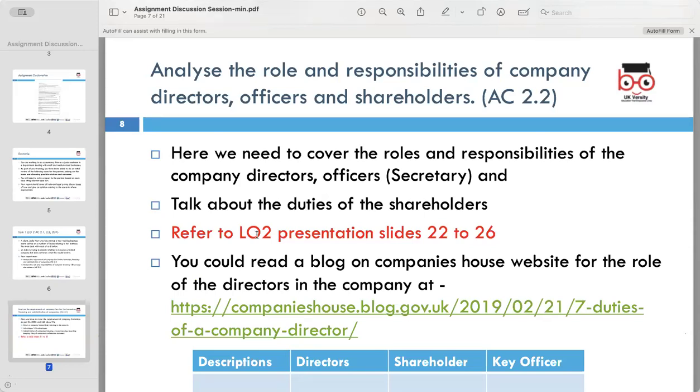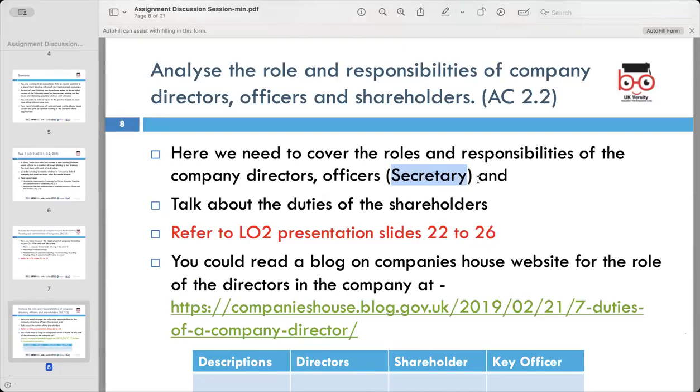Then the roles and responsibilities of officers or the company secretary. Secretary means a company secretary. Explain the role of officers, specifically the secretary, in assisting with administrative tasks. They might involve ensuring proper record keeping, handling official communications, and managing paperwork. Again, refer to learning outcome 2, lecture 2 presentation, and you can go through slides 22 to slide 26.